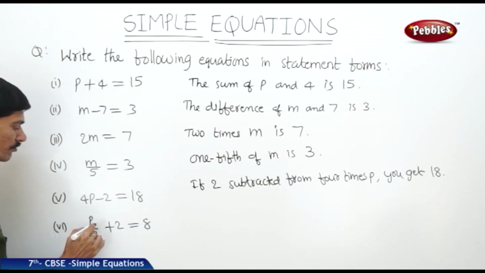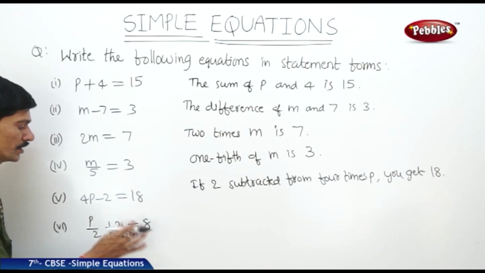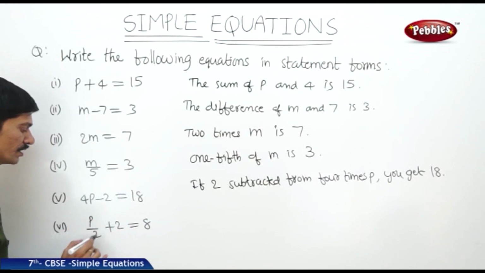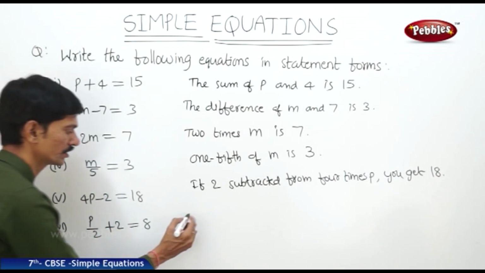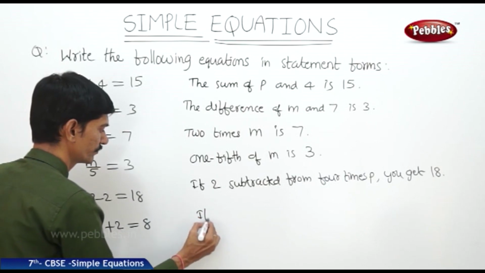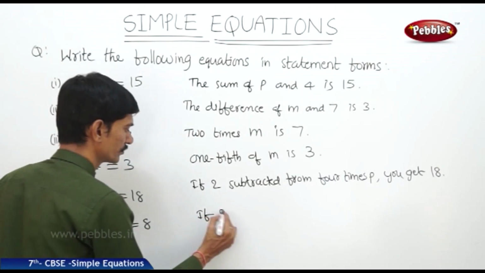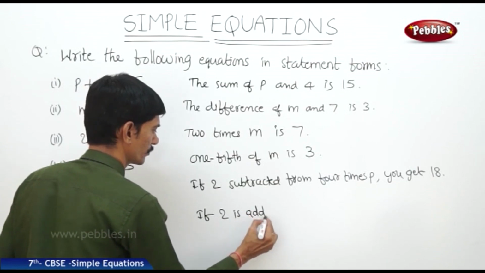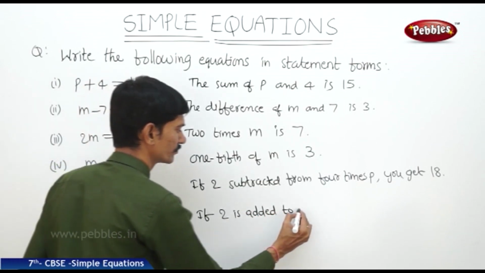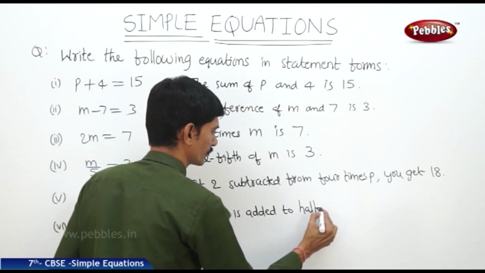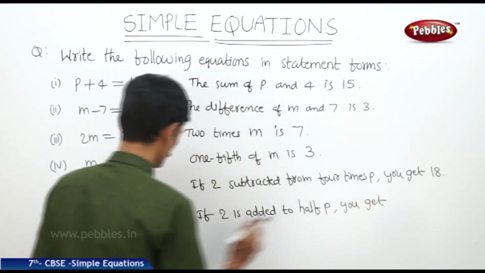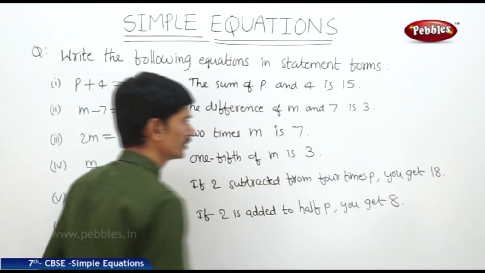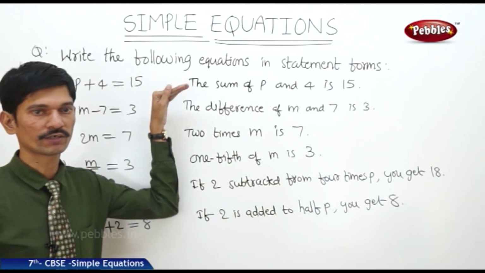Now the sixth equation, p by 2 plus 2 equals 8. So here p by 2 means half p, and 2 is added to half p, then you get 8. So this equation can be written as: if 2 is added to half p, you get 8. So these are the statement forms when the equations are given.